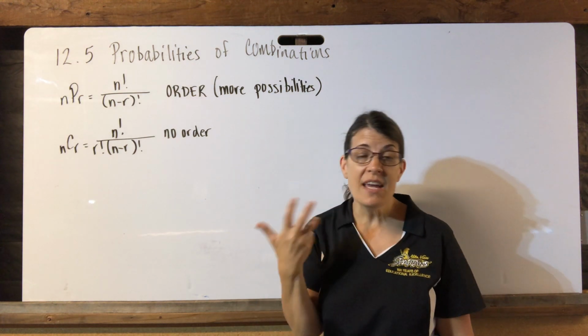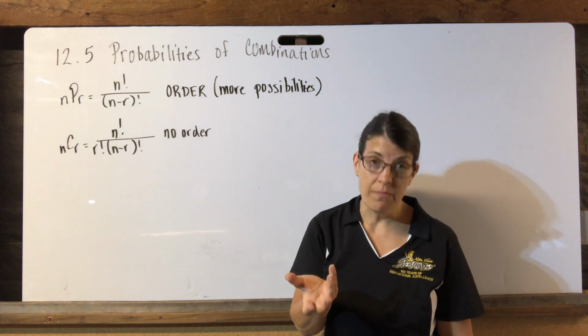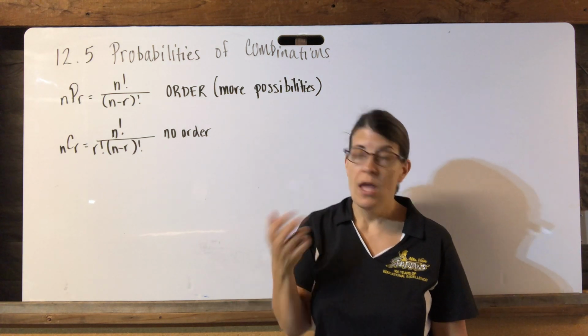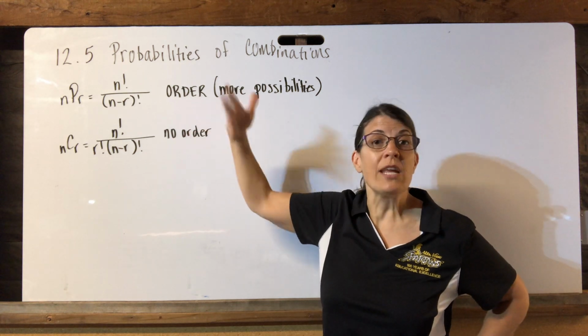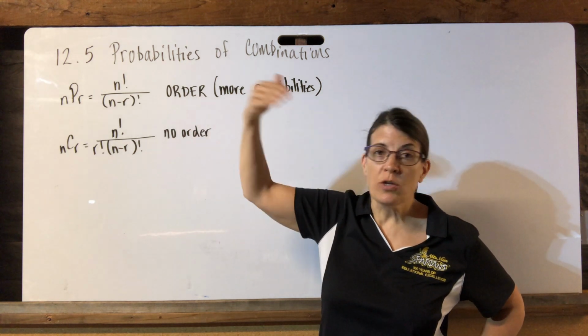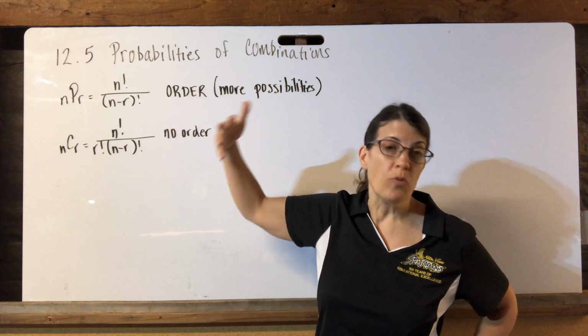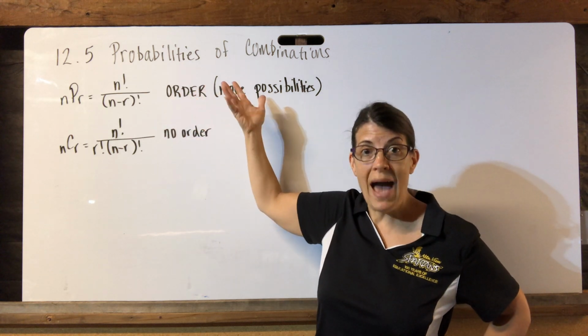ABC, BCA, ACB, blah, blah. Those are all the same. Okay, so an example of a permutation to help you remember is winning a race, right? Whether you're going to be the gold medalist, the silver medalist, the bronze medalist, those orders matter.